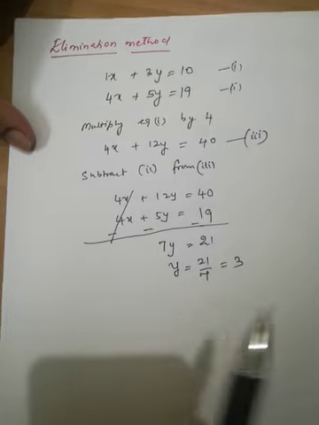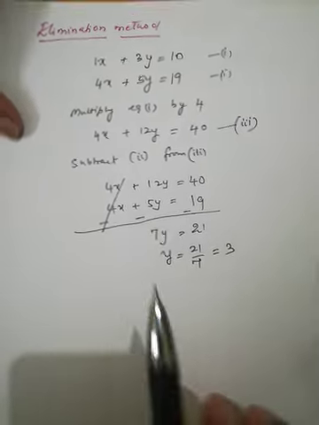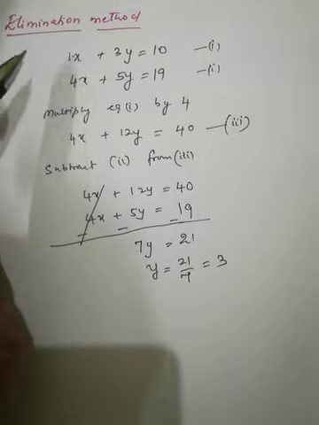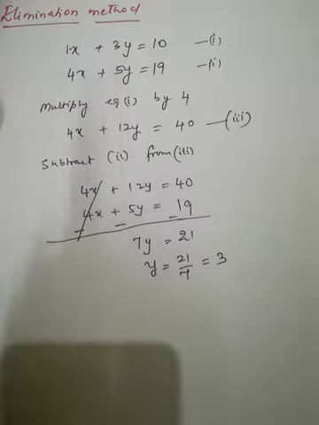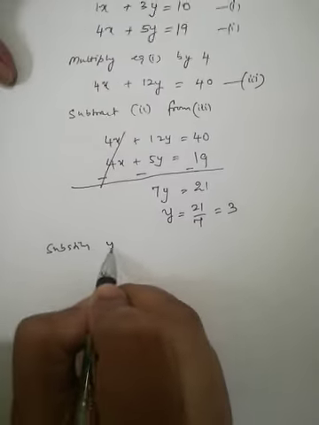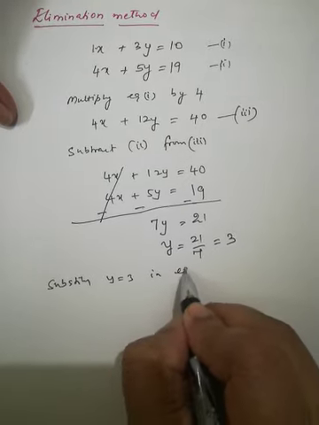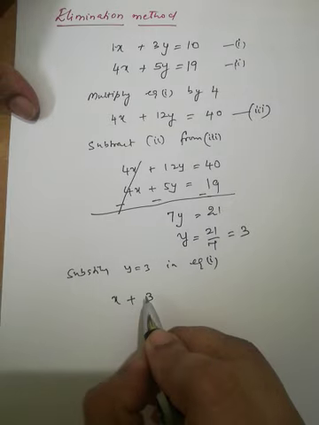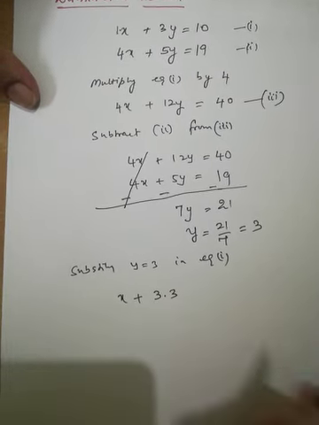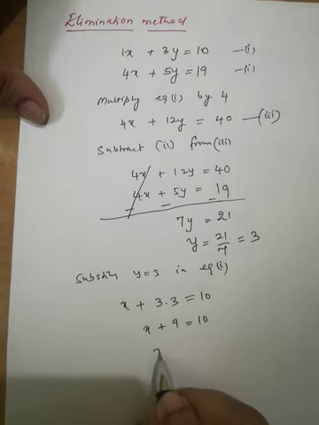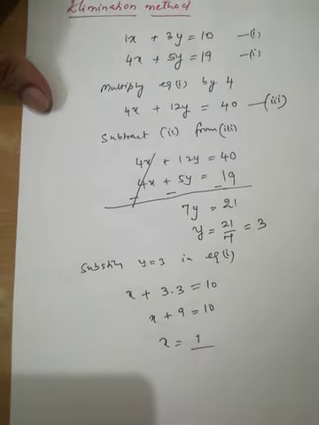Now to get the value of x, you have to come back to substitution only. So in one of the equations, you will be substituting the value of y. So let me take equation 1. Okay. Substitute y is equal to 3 in equation 1. Because that is simple. x plus 3y, in place of y, I will put 3, is equal to 10. So x plus 9 is equal to 10 and x is equal to 1.